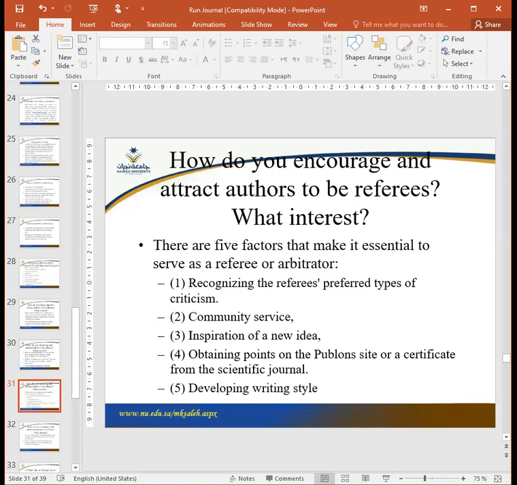Number three, inspiration of new ideas through reviewing of qualitative scientific research. Number four, obtaining a point on the Publons site or a certificate, as I said, from a scientific journal. And number five, developing writing skills and scientific language in the case of preparing a scientific paper.